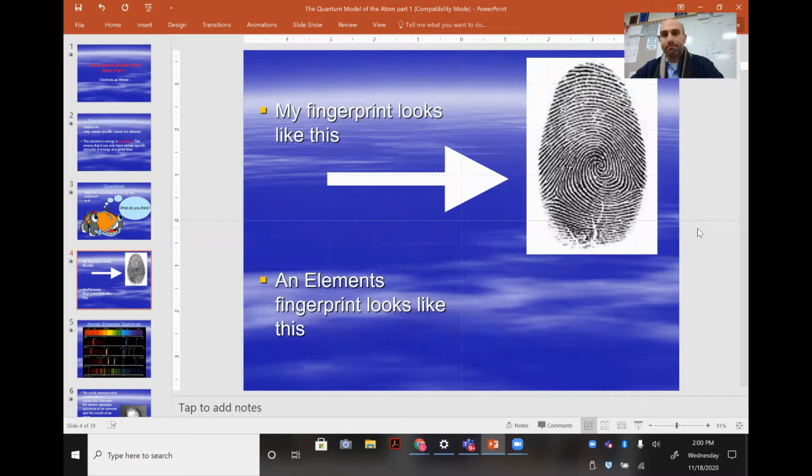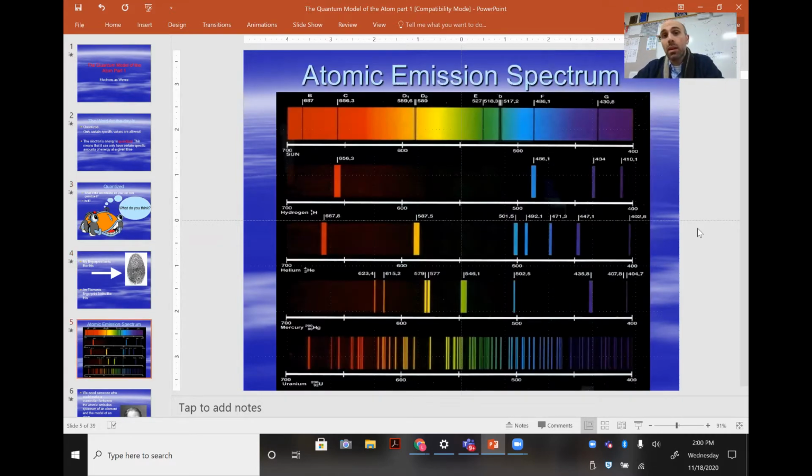So my fingerprint looks like that, but an element's fingerprint looks like this. And these are called emission spectrums, atomic emission spectrums. Now, you may be asking yourself, why on earth are we learning about this? Mr. F, you got me talking about waves. You got me talking about electrons. Why are you talking about quantized energy? Or why are you talking about atomic emission spectrums? It's a very good point.